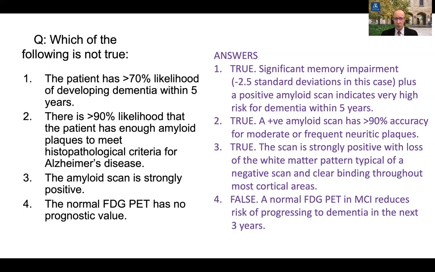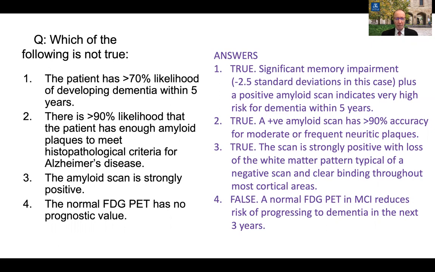Statement 2 is true. A positive amyloid scan has over 90% accuracy for the detection of moderate or frequent neuritic plaques at post-mortem. And that is one of the key criteria for a histopathological diagnosis of Alzheimer's disease. 3 is true. As I mentioned, the scan is strongly positive. There's loss of the white matter pattern typical of a negative scan, and there's clear binding throughout most cortical areas.